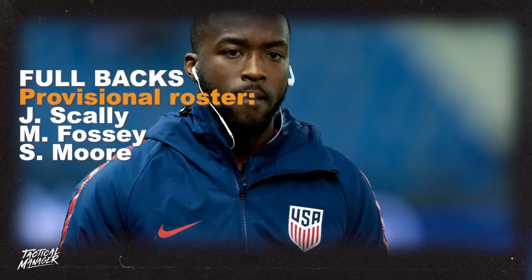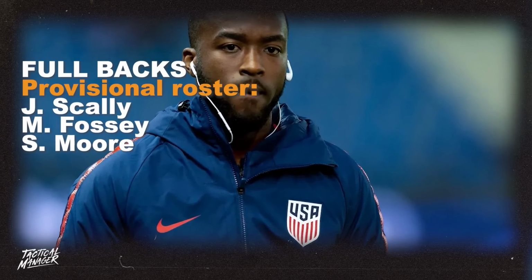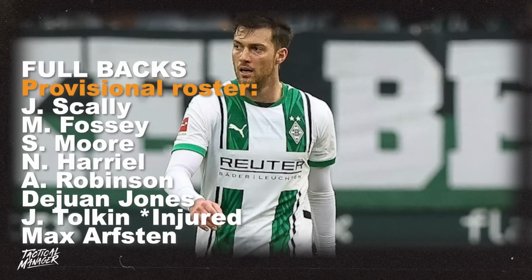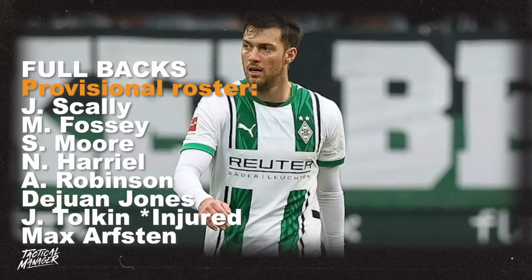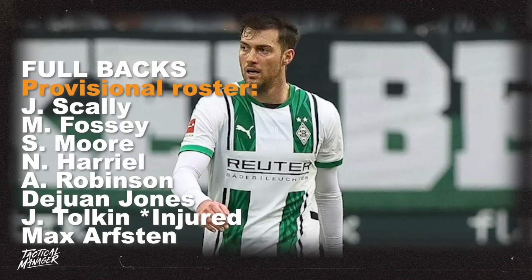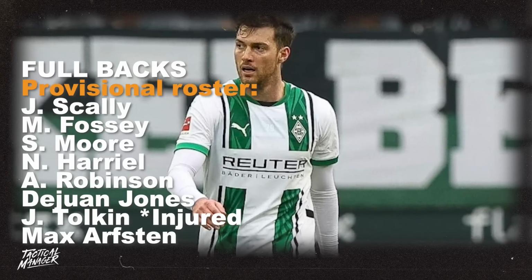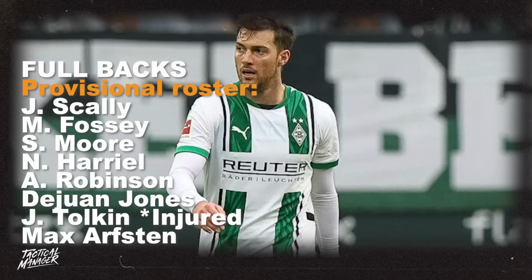So the provisional roster had Joe Scally, Marlon Fossey, right, that plays in Belgium, Shaquille Moore. How is Shaquille Moore still making even a provisional roster? He's got some dirt on someone in US soccer. There's no way, but Shaquille Moore made the 60-man provisional roster. Nathan Harrio, Anthony Robinson, Dejuan Jones, John Tolkien, that's actually injured at the time of this recording, so John Tolkien likely won't be available regardless, and Max Arfsten, that plays for the Columbus Crew, but I have also seen him play as a winger, but I guess he can play also as a fullback.